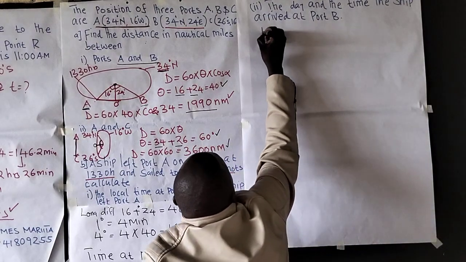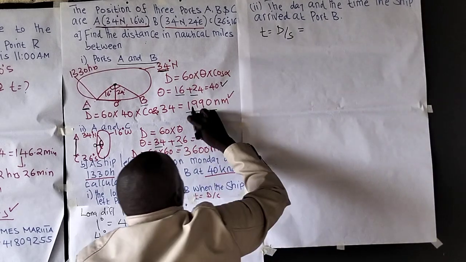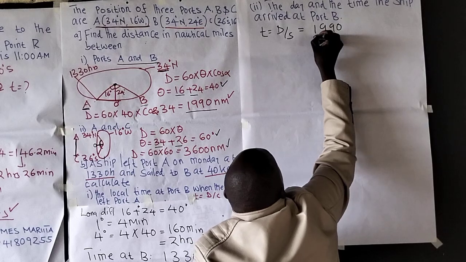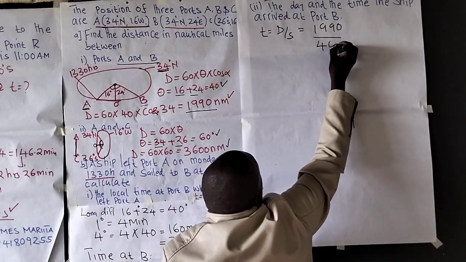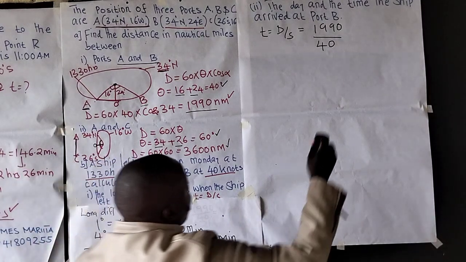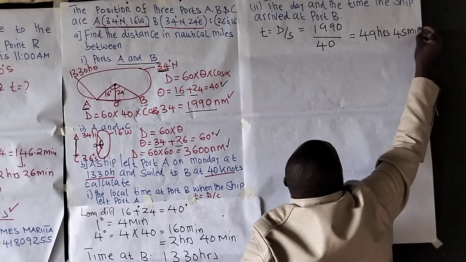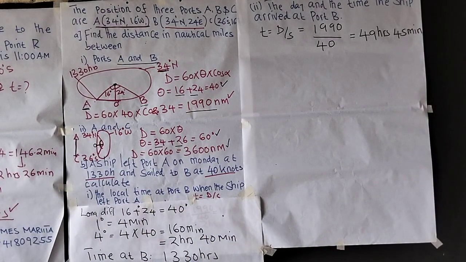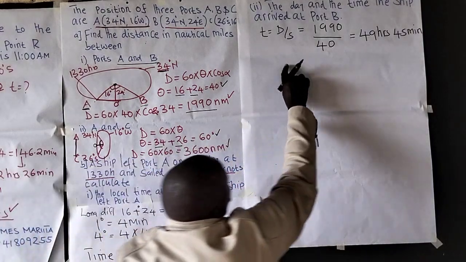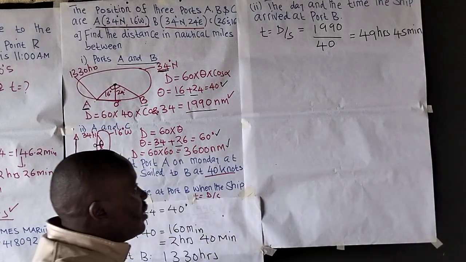We calculate the time taken from A to P. Time is equal to distance over speed. The distance is 1990 and the speed is 40 knots, so you divide 1990 by 40, and that gives us 49 hours 45 minutes. So the time taken from A to P is 49 hours 45 minutes.